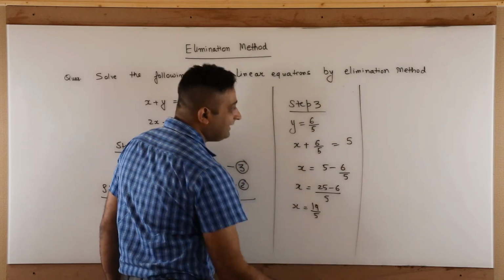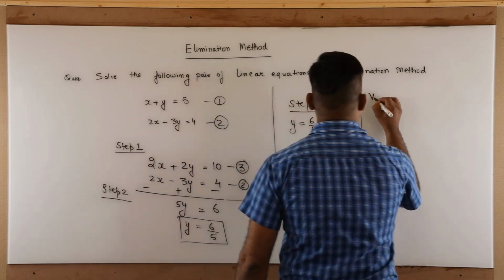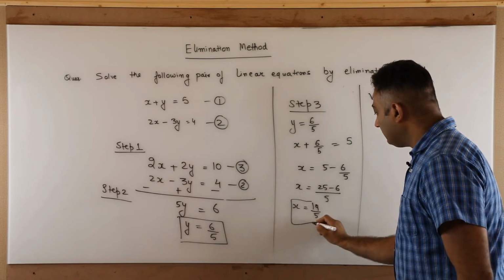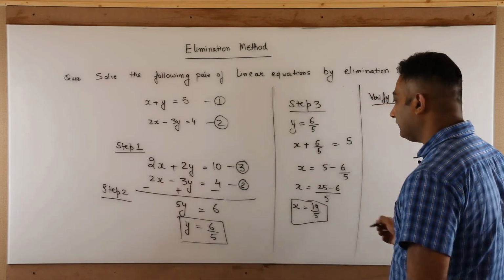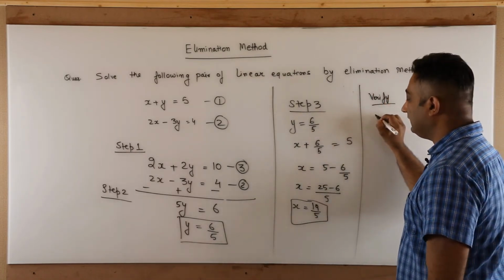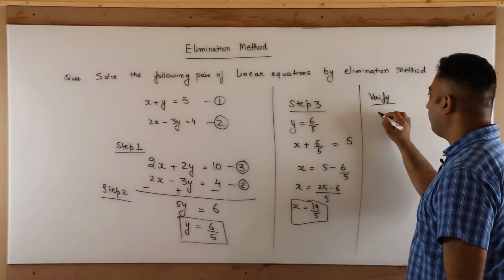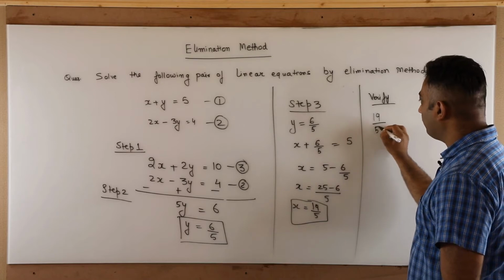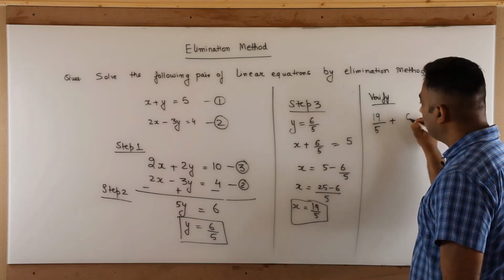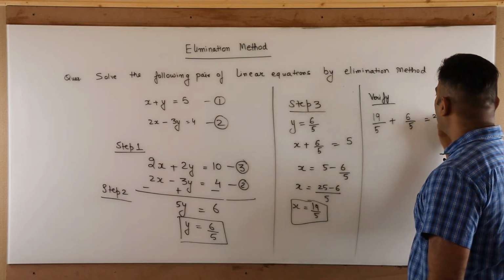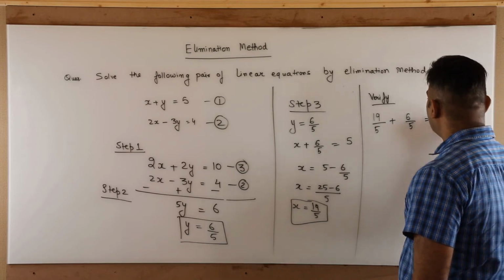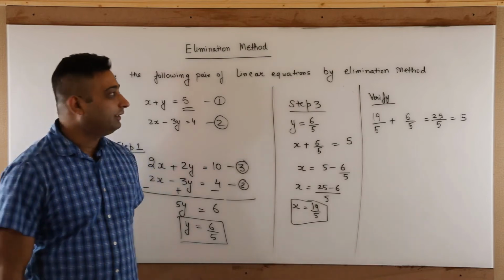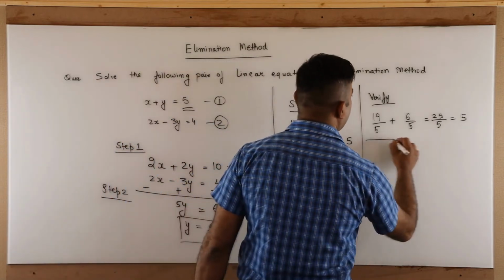So we can easily verify by putting the values of x and y in both the equations. Let us put the values of x and y in equation number 1. We get the left hand side of equation number 1 as 19 by 5 plus 6 by 5, which is equal to 25 by 5, which is equal to 5, which is equal to the right hand side of equation number 1. So it got verified.